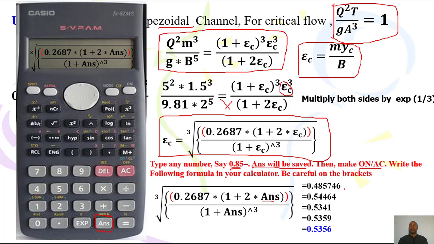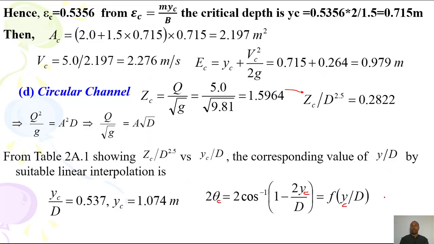Then if you click, the first iteration will be 0.4485746. Again, you click equal, you get the second iteration, third iteration, fourth iteration, the fifth iteration. Finally, this will be constant. So this is your result, which is eta c, the unknown result. Once you find eta c, then you can find the critical depth.